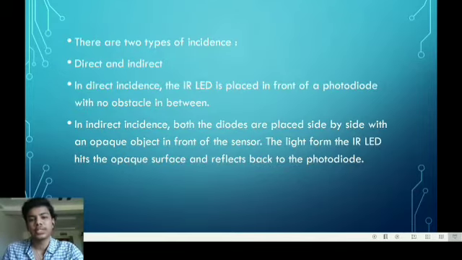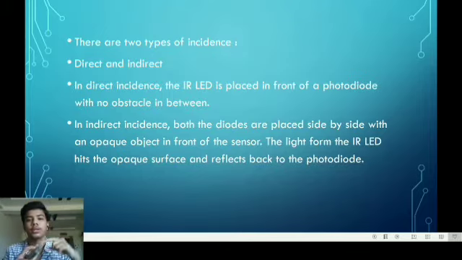There are two types of incidence. Incidence means the way light is reflected or transmitted: direct and indirect. In direct incidence, the IR LED is placed in front of a photodiode with no obstacle, and this is generally seen in remotes. Here I have a basic TV remote. You can see the IR light coming out of it. This is direct incidence. The remote has an IR emitter and the TV has a detector, a photodiode.